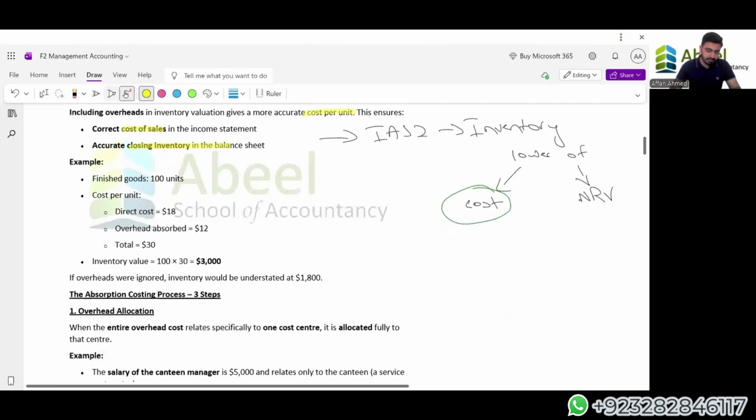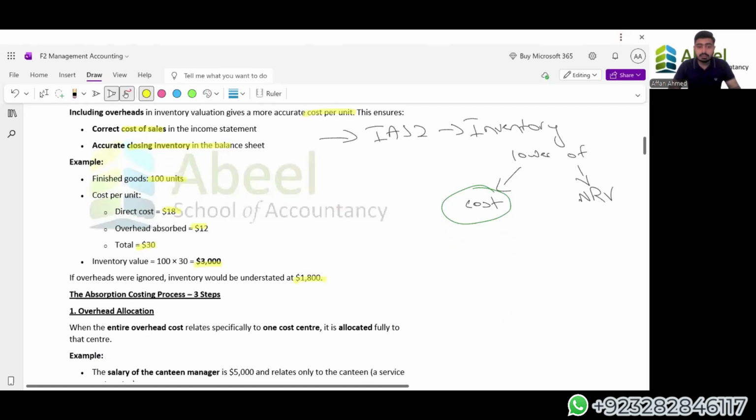Okay. Another example: 100 units have been finished. Cost per unit is 18 plus 12, and total cost is 30. So finished inventory is 3000 at its worth. If overheads were ignored, inventory would be understated by at least 1800 rupees, right? So there is a substantial difference here only because the particular overhead would not have been identified.